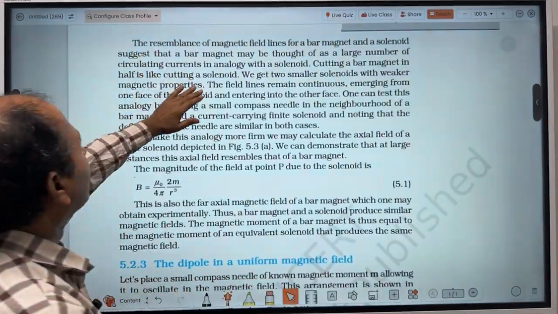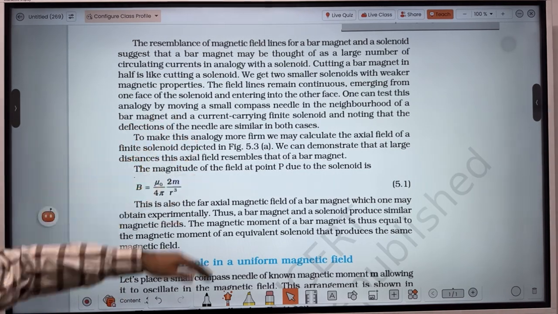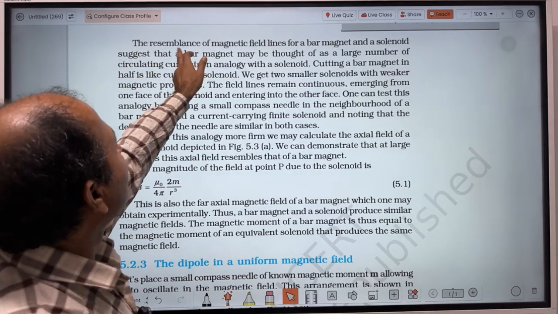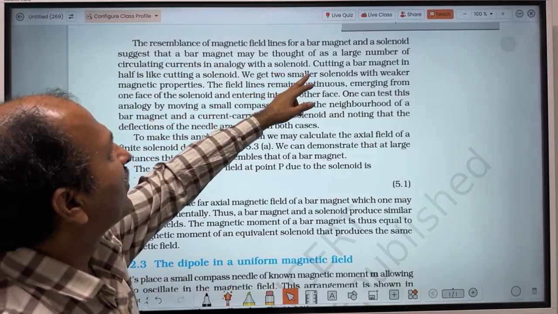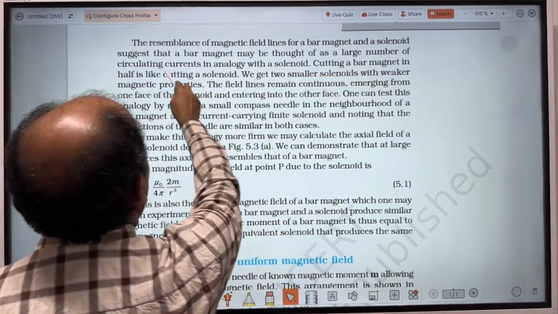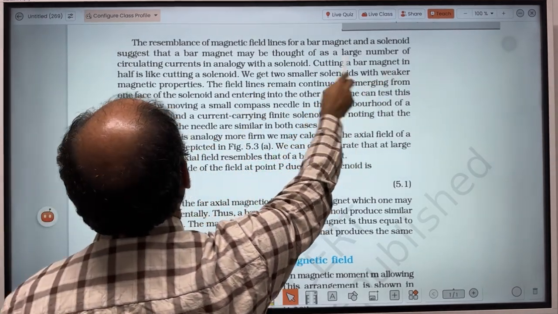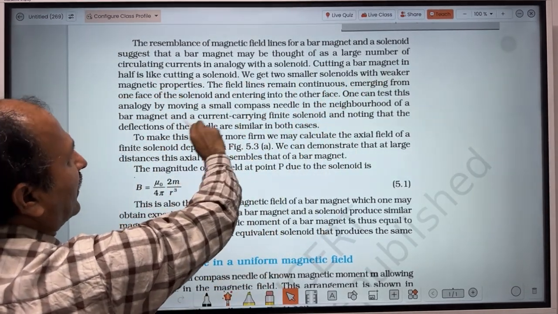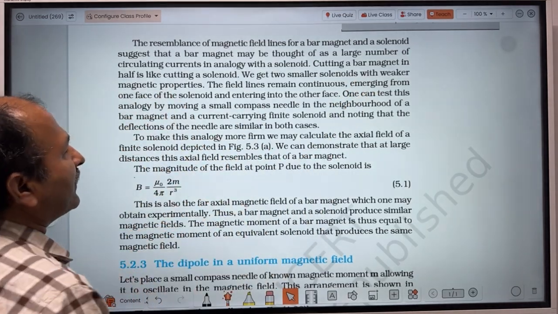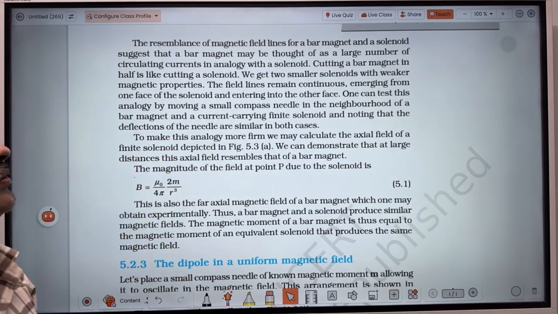Let's read it together. This chapter is based on complete theory. So that is why I will tell you some basic facts, though you have to read yourself. The resemblance of magnetic field lines for a bar magnet and a solenoid says that a bar magnet may be thought of as a large number of circulating currents in analogy with a solenoid. Cutting a bar magnet in half is like cutting a solenoid. We get two smaller solenoids with weaker magnetic properties. The field lines remain continuous, emerging from one face of the solenoid and entering into the other face.